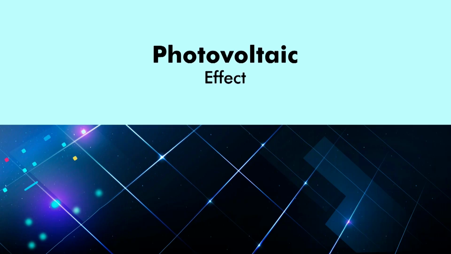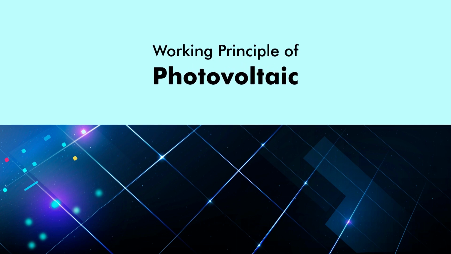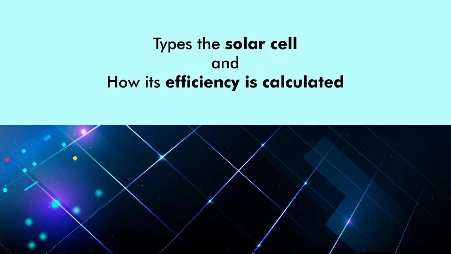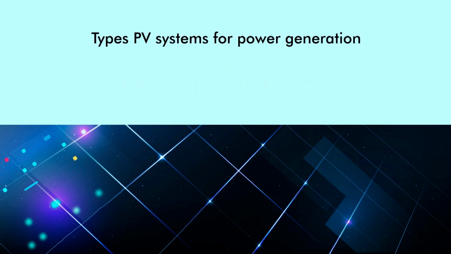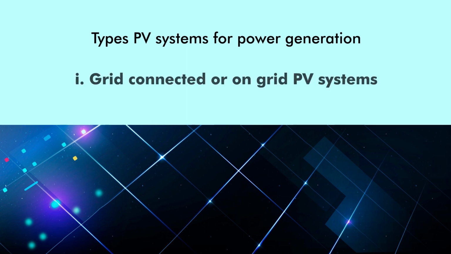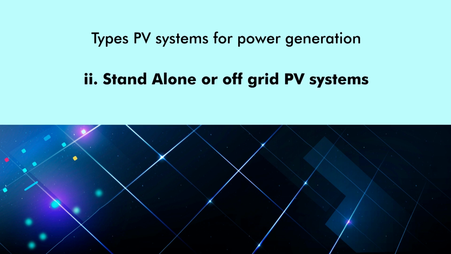So learner, in this particular session, we are going to discuss what the photovoltaic effect is, and then we will discuss the working principle of the photovoltaic. After that, we will discuss different types of solar cells and how their electrical efficiency is calculated. Then we will also discuss different types of photovoltaic systems for power generation. Under this, we will discuss the grid connected, or on grid PV system, and then the standalone, or off grid PV system.